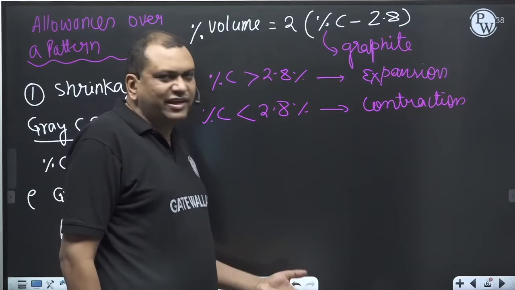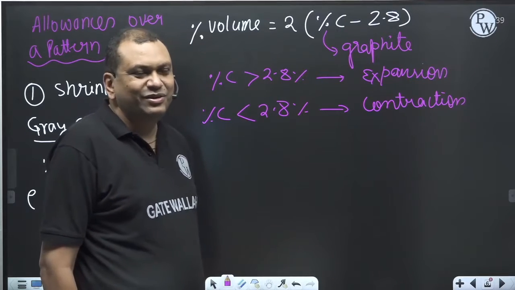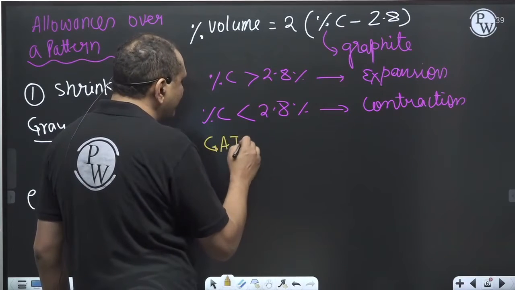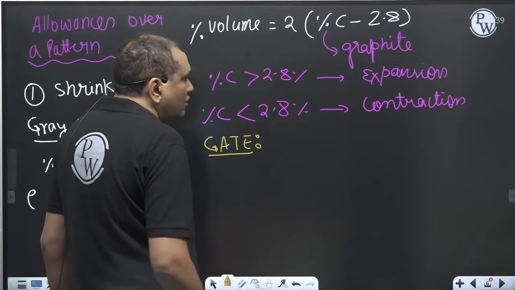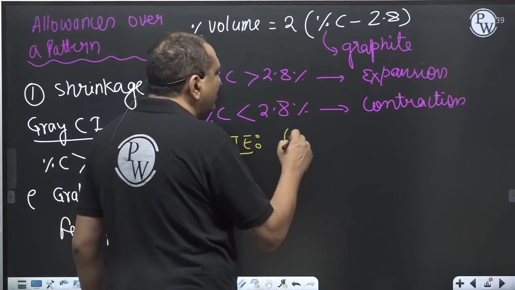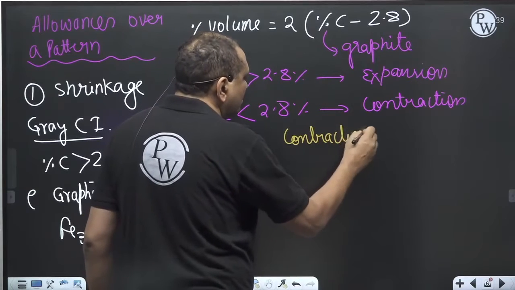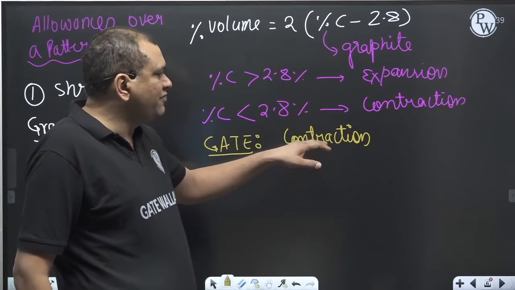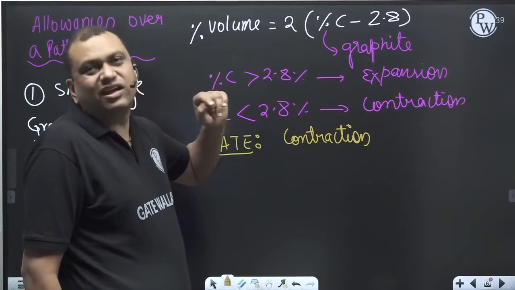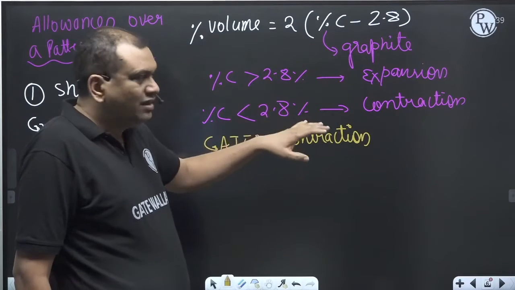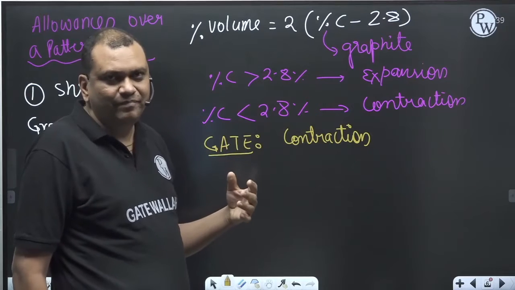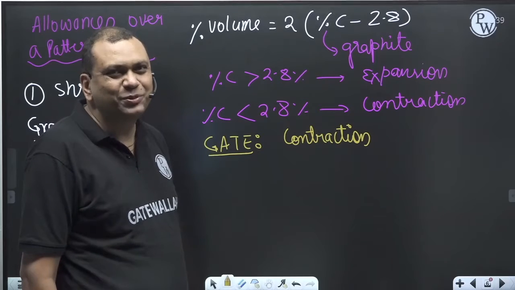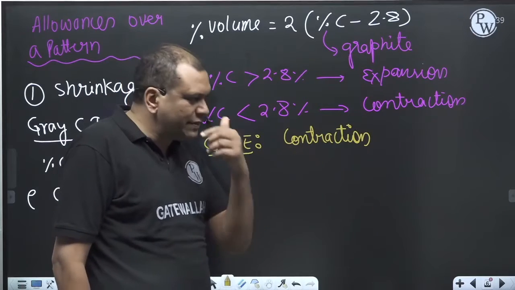But unfortunately, in the GATE exam, the percentage was not given. So what I recommend to all of you is that you solve the problem by contraction, when the percentage of carbon is not given to you. And when in the GATE key there is a mismatch in the answer, then you challenge. So I think 4 or 5 years back, this question appeared in GATE.